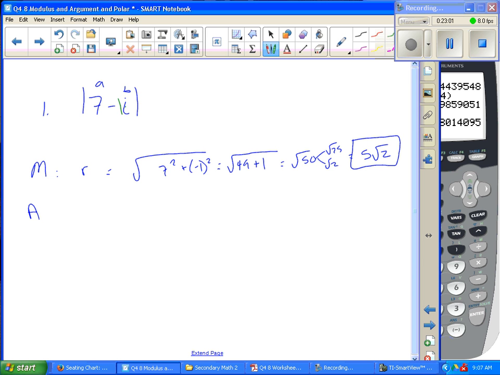Okay, the argument. This is where a little bit more problems. So tangent theta is b over a, so negative 1 over 7.